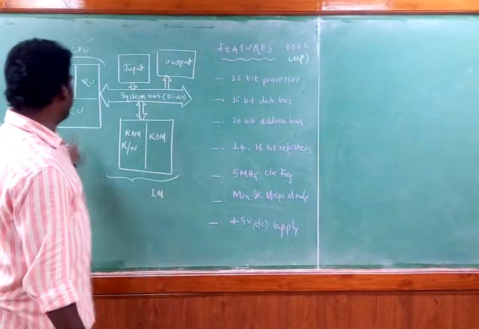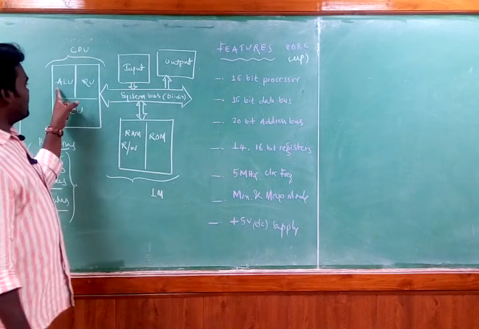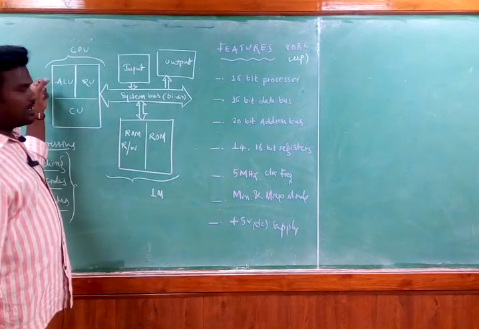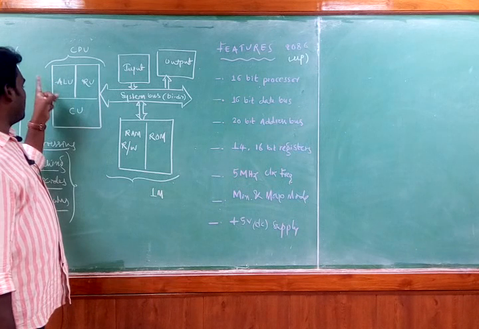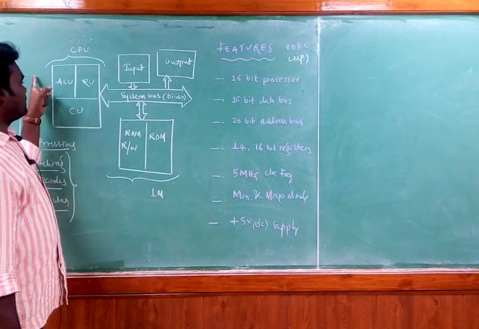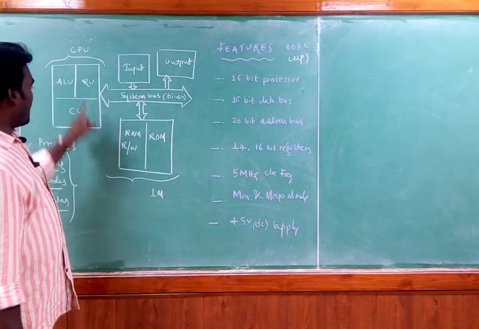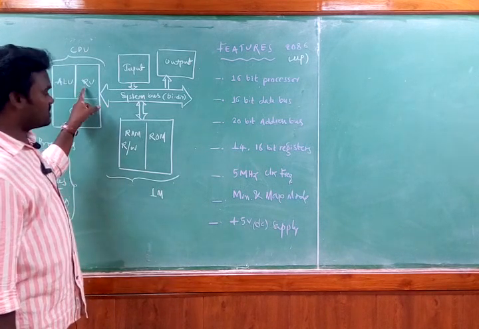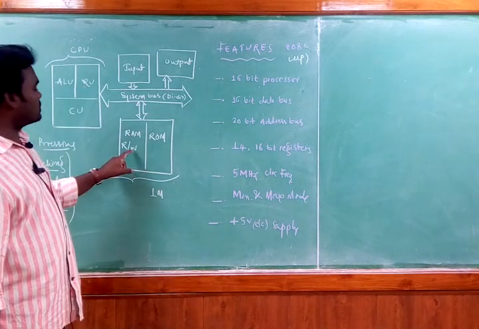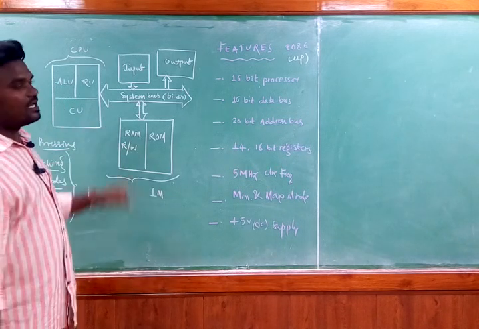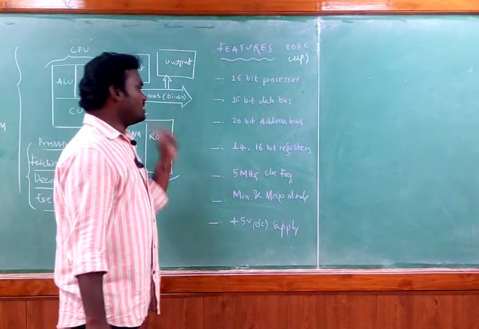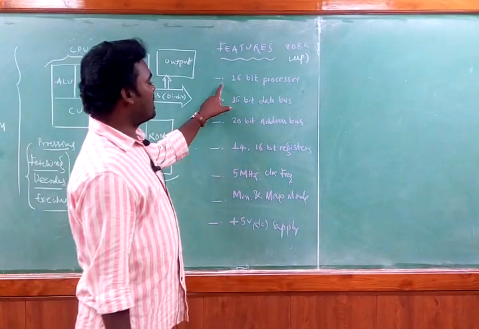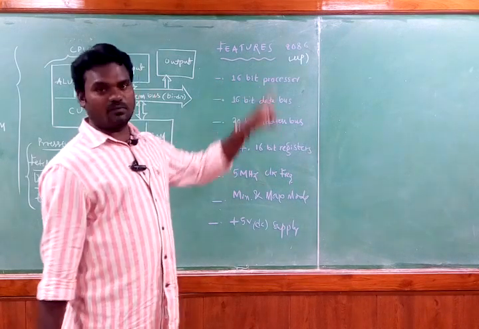I hope it is clear that the ALU, that is the arithmetic logic unit, is where the processor can perform arithmetic and logical operations, and the registers are used to store data and instructions. All three are designed to operate with 16 bits of data, so it is named a 16-bit processor.